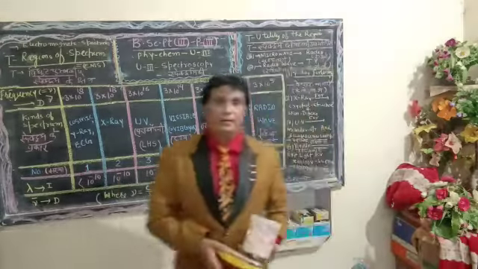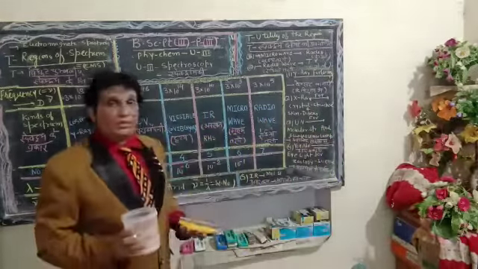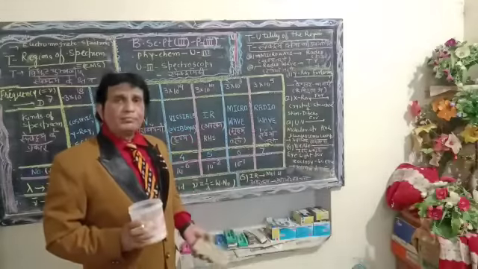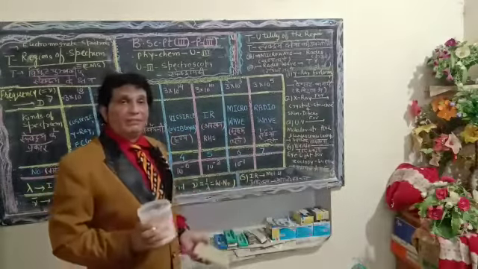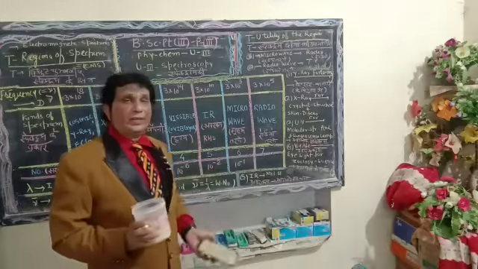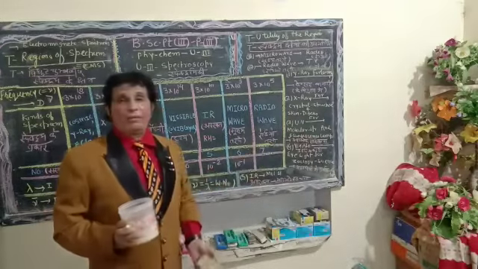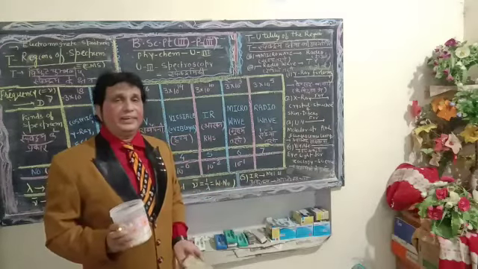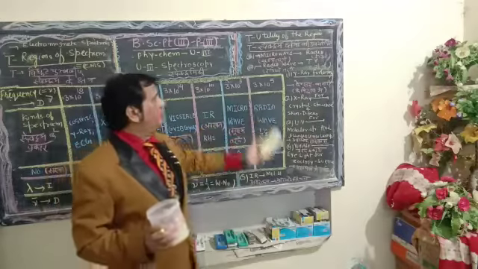Next, IR is mainly concerned with a frequency of 3 into 10 to the power 10. Next, microwave has a frequency in the order of 3 into 10 to the power 10. Next, radio wave, the seventh region, has a frequency of 3 into 10 to the power 10.